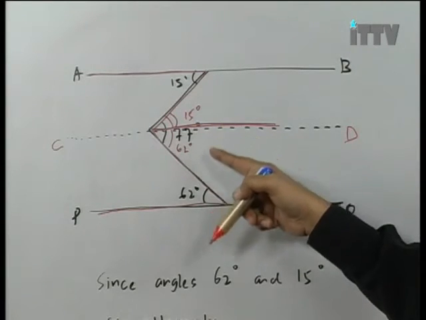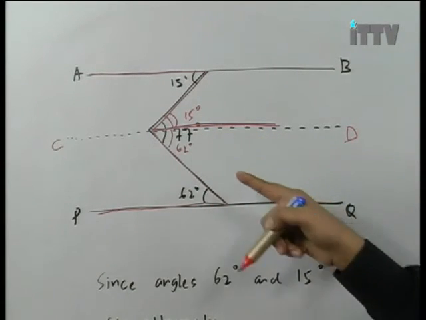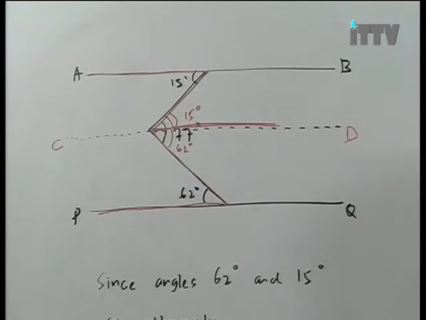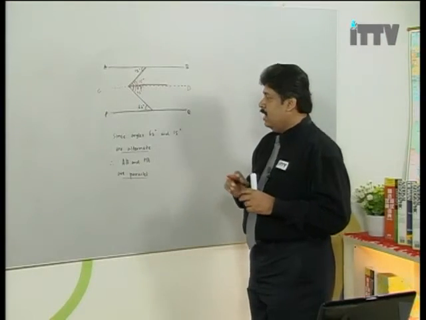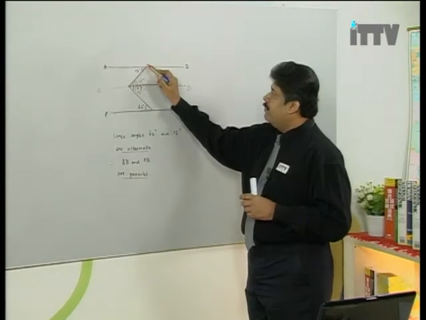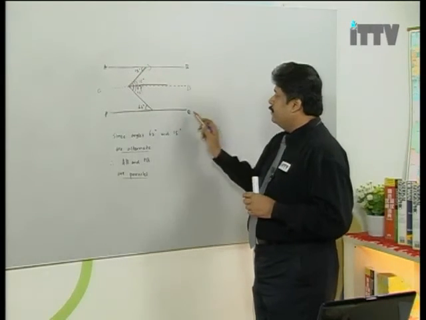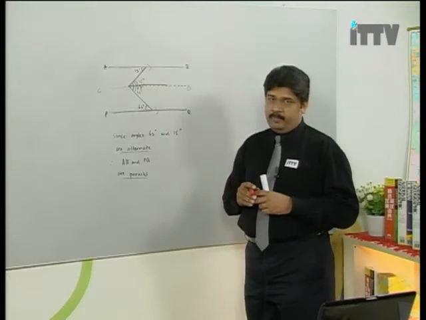So what do you see? 62 add up to 15, we get a 77. It is just that neat. Okay? Therefore, since angle 62 and 15 are alternate angles, therefore line AB and line PQ are parallel.